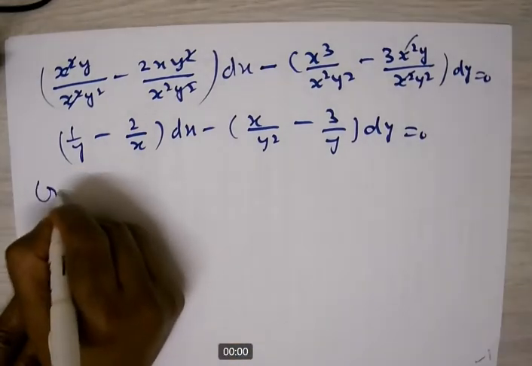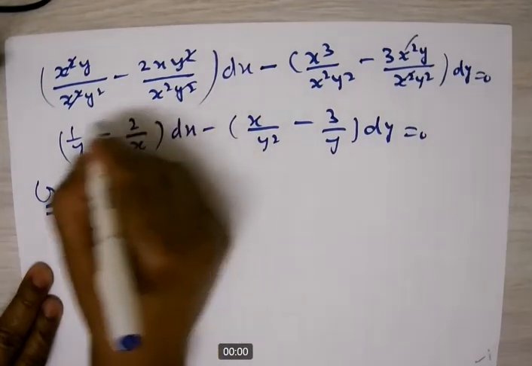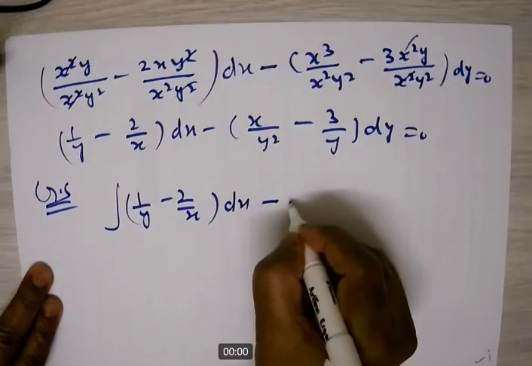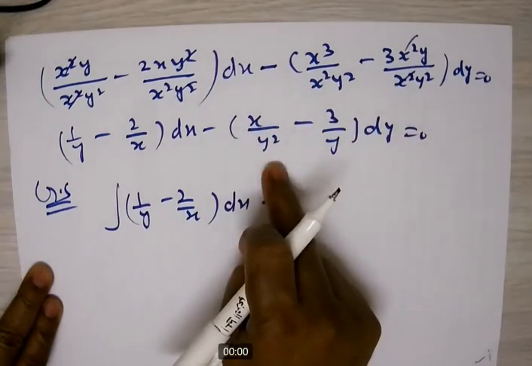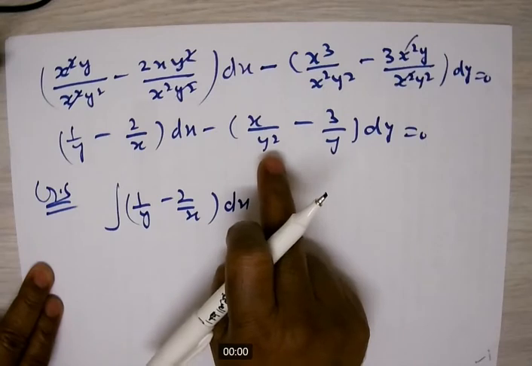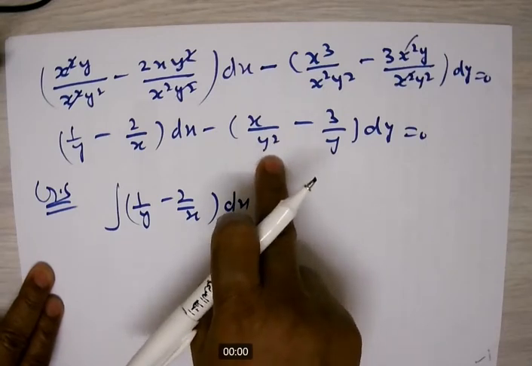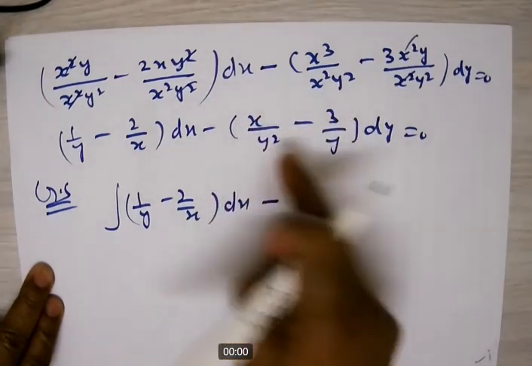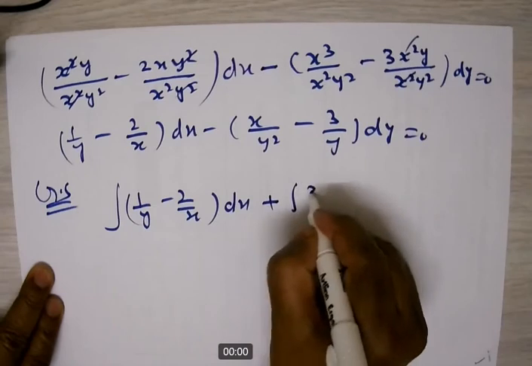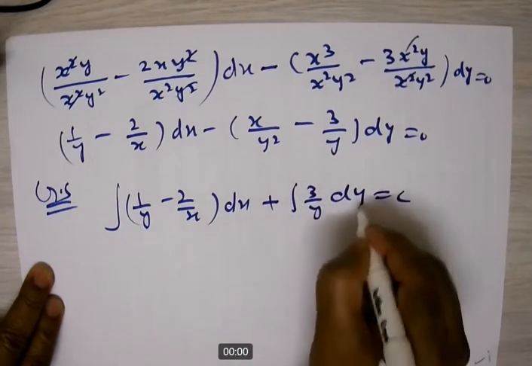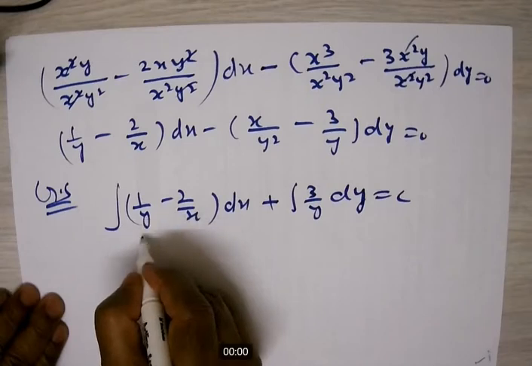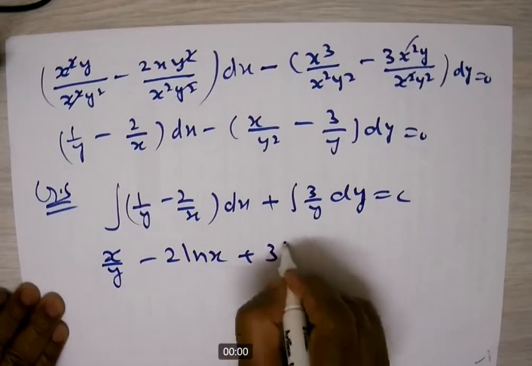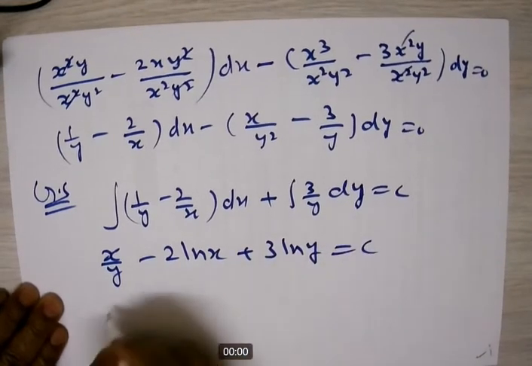Just write the general solution. General solution means integrate M with respect to x, plus integrate N with respect to y, ignoring or deleting all x terms if an x term is involved in N. So an x term is involved here, so cancel this one. So only plus 3 divided by y dy equal to c. Now integrate it. 1 by y is constant, so it comes x divided by y minus 2 ln of x plus 3 ln of y equal to c. This is your general solution.